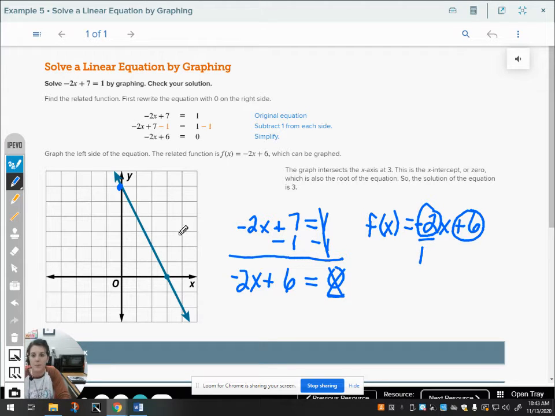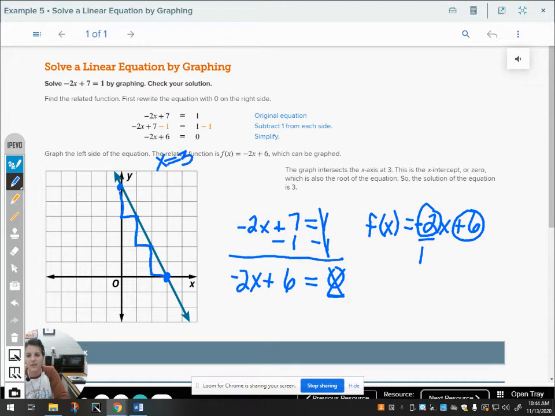If you remember from a previous math class, slope is rise over run. So negative 2 means I'm going to drop down 2 and go over 1. Down 2, over 1. Down 2, over 1. And there it is. There is the solution, the root. The 0 happens here at 1, 2, 3, when x is 3. So we know that x is equal to 3.